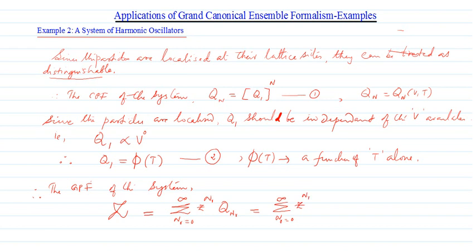What is Q of NR? Q of NR is given by equation number 1. In place of N we substitute NR, and in place of Qn we substitute phi of T. That's all. So this is nothing but phi of T raised to NR. Both z and phi of T have the same power, so I can simplify this as the sum over NR equal to 0 to infinity of z phi of T, whose exact nature is not substituted so far, raised to NR.